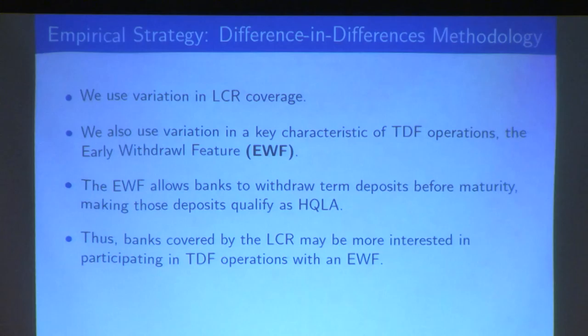This characteristic is called the early withdrawal feature. I'm sorry about the excess of acronyms here. There are four acronyms that you have to memorize somehow, but whenever you see the EWF, it's something very simple. It's just the ability of the bank to withdraw its deposits prior to maturity. Typically, these deposits have a maturity of 7 days, and initially, the banks who used these deposits could not withdraw their money from the deposits, but then there was a change and banks now can withdraw their money subject to a penalty of 75 basis points. And the idea is that banks covered by the LCR may be more interested in participating in TDF operations when this early withdrawal feature is introduced.